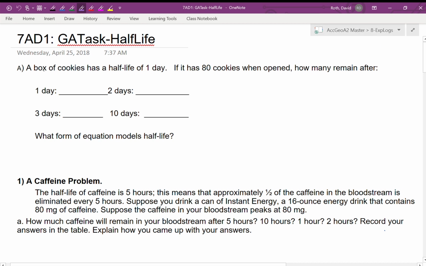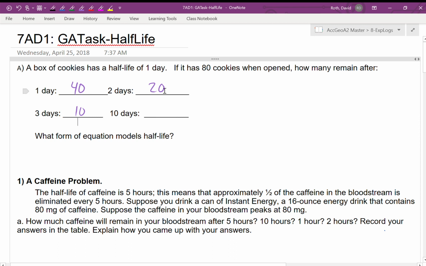What better way to start a lesson than a box of cookies, especially Girl Scout cookies? So if it has a half-life of 1 day, and you have 80 cookies in the box, how many after 1 day? Well, hopefully you said 40 in your mind. And then after 2 days, half of that 40 would be 20. And then after 3 days, half of 20 is 10. And when I get to 10 days, I'm like, I don't know, let me find a pattern.